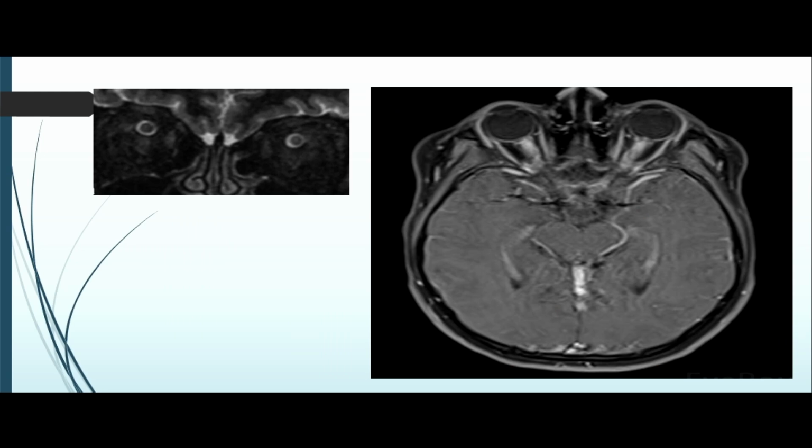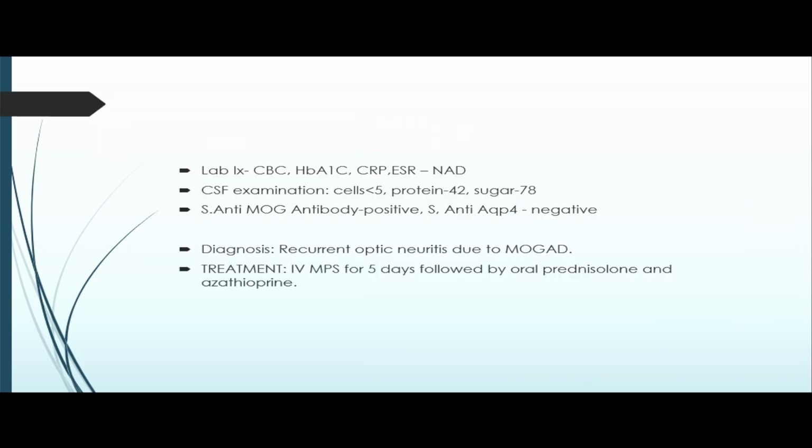MRI orbit was done, which showed T2 hyperintensity in both optic nerves involving all segments of the optic nerve, with perineural enhancement. Laboratory investigation is also normal. CSF examination is normal. Again, we sent the anti-MOG antibody, which was positive.